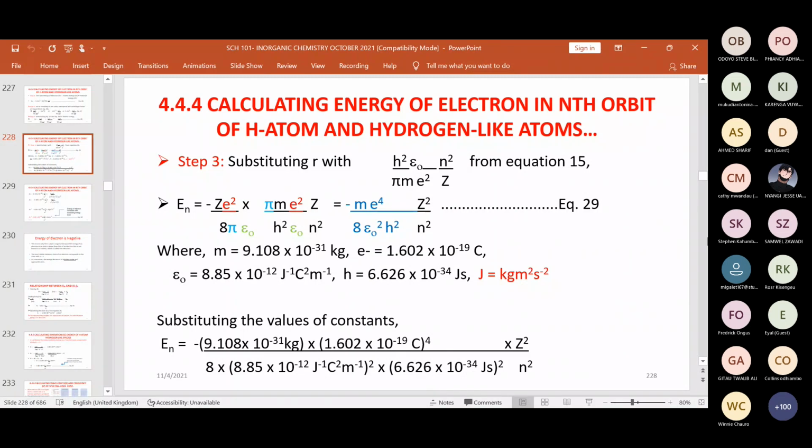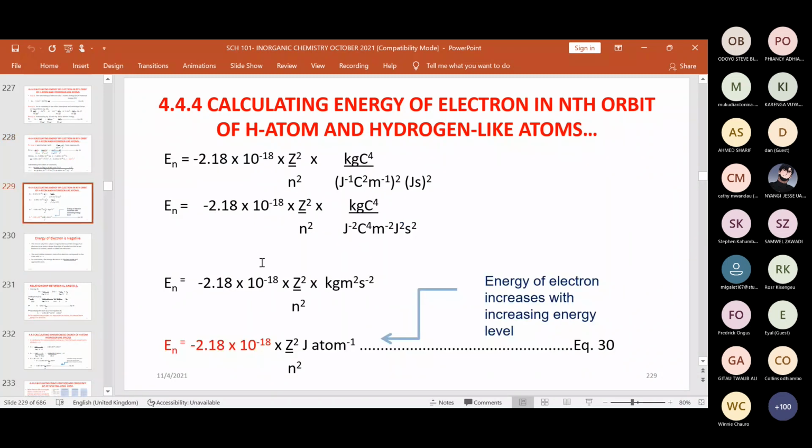So you work out the values of the constants, and you get energy is equal to minus 2.18 times 10 raised to power negative 18 Z squared over n squared joules per atom. So this is the final value you get. Some books don't derive the equation, and they just give you the energy of an electron in the first orbit of hydrogen, which is equal to minus 2.18 times 10 raised to power negative 18 joules.